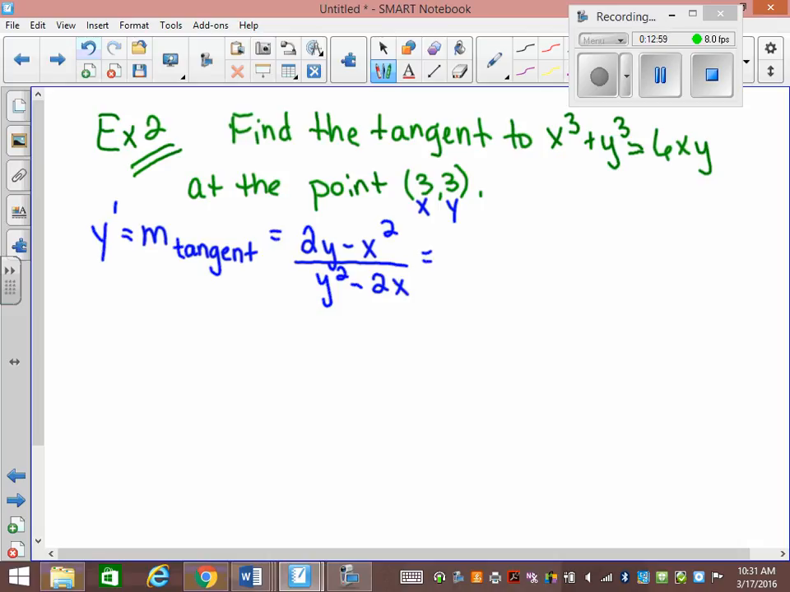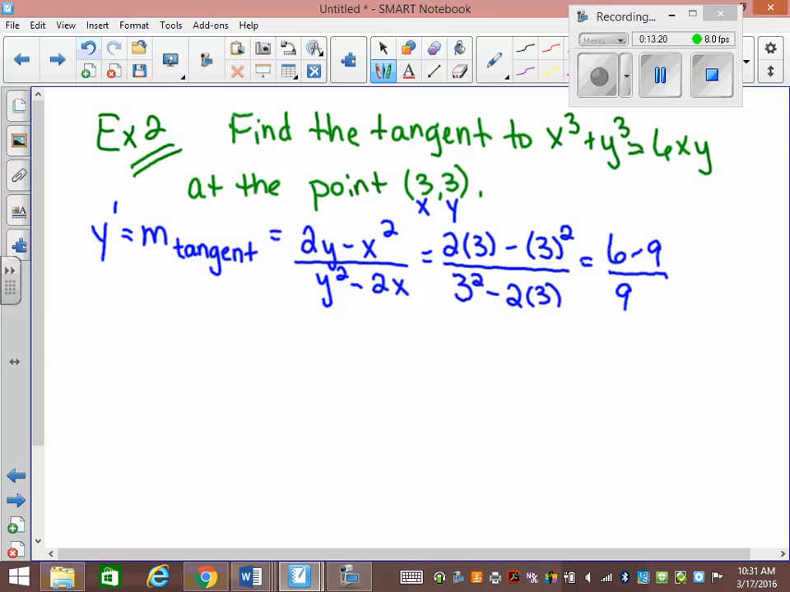So I'm going to get 2 times 3 minus 3 squared over 3 squared minus 2 times 3. So I get 6 minus 9 over 9 minus 6. On the top I get negative 3. On the bottom I get positive 3. So my tangent slope is actually negative 1.